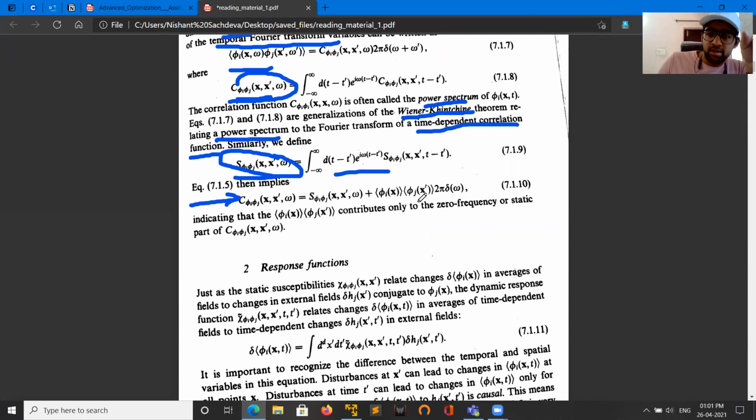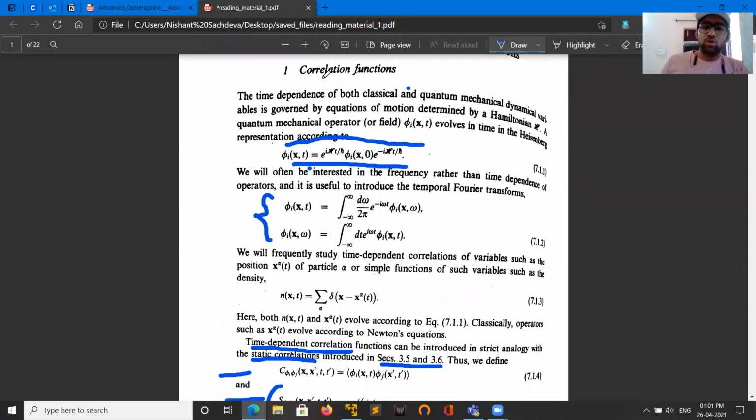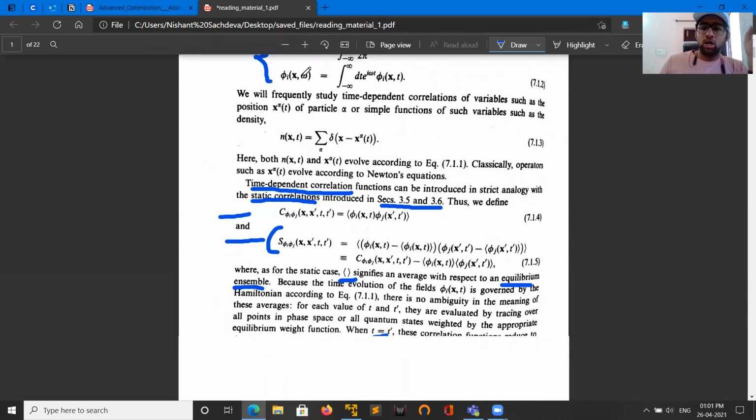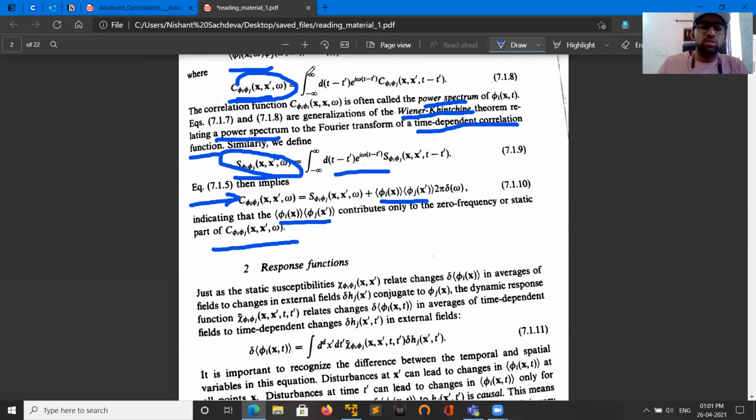Now this equation that we get, in this equation, this part contributes only to the zero frequency or static part of C phi I phi j. These variables or operators contribute only to the zero frequency or static part of C phi I phi j. We will move on now to the response function. So far we've only done correlation functions. Now we shall move on to response functions.